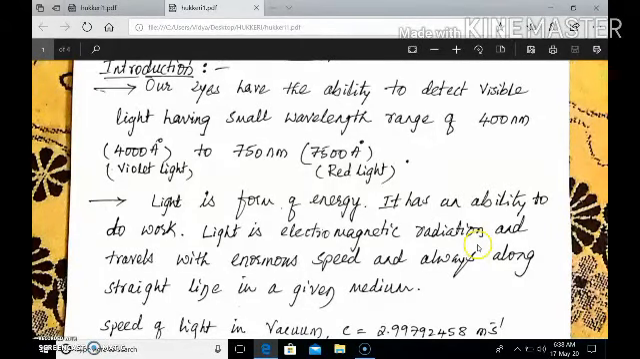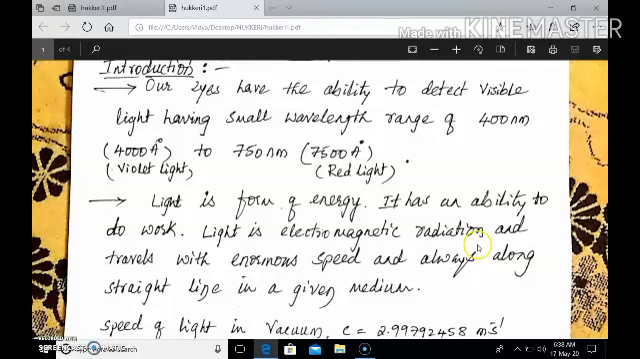Now, Crookes radiometer is a device. It consists of a wheel. When light is made to fall on that wheel, it starts rotating. In other words, light rays exert mechanical pressure. Hence, light has the ability to do work.